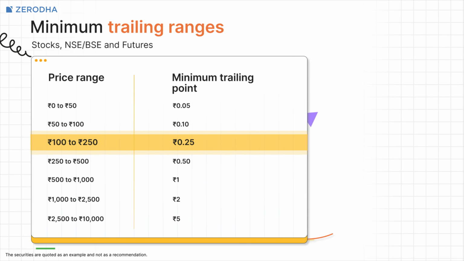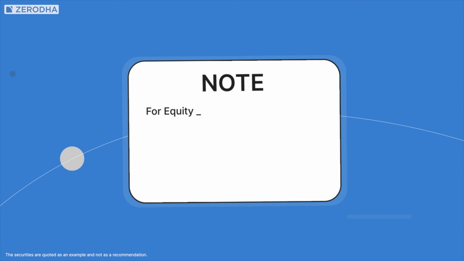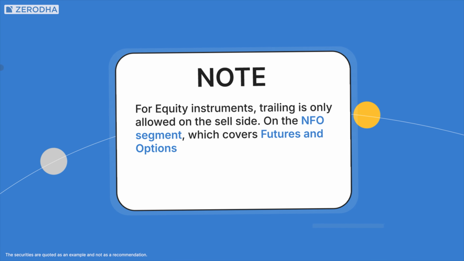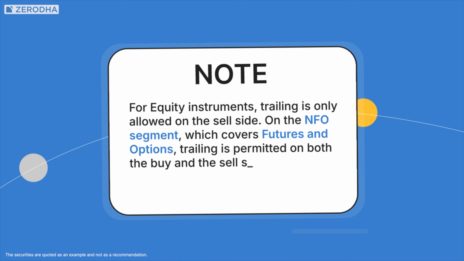There are minimum trailing point values depending on the instrument price and segment. Here they are. For equity instruments, trailing is only allowed on the sell side. On the NFO segment, which covers futures and options, trailing is permitted on both the buy and the sell side. When a trailing adjustment happens, both the stop loss trigger price and the limit price are updated simultaneously by the same trailing point value. They move together. If you manually edit the stop loss trigger price of a GTT after it's been placed, the reference price used for trailing resets to the LTP at the time of modification. The trailing then continues from that new anchor.